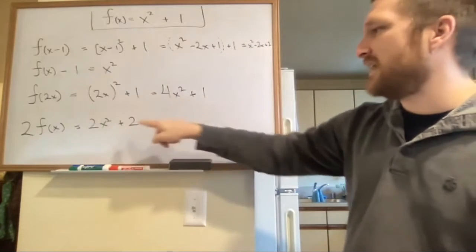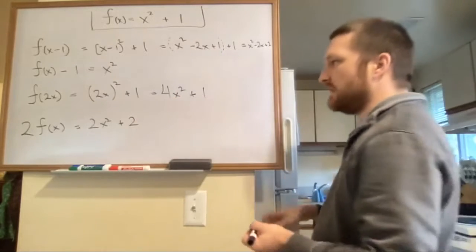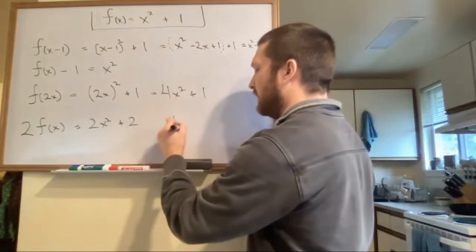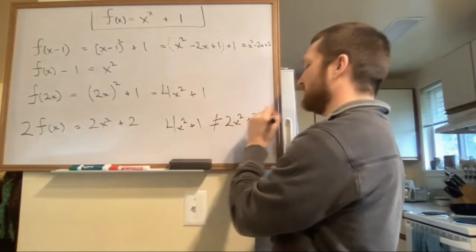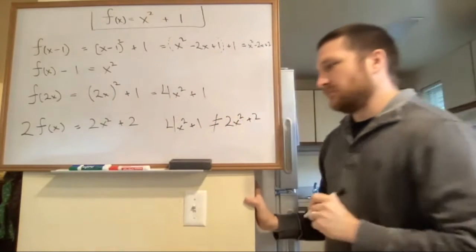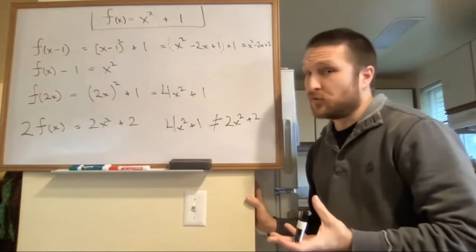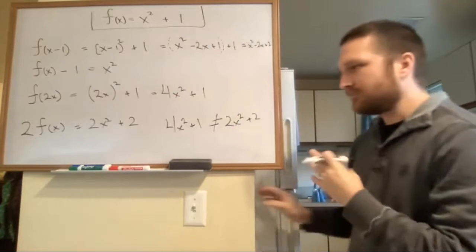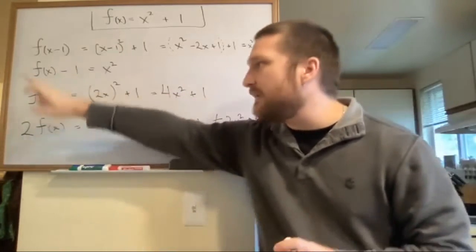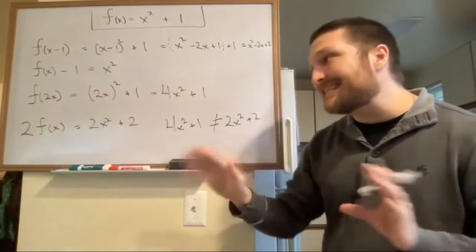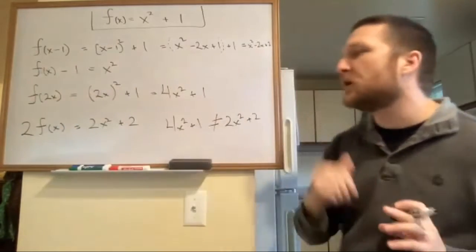And I can see that that is certainly not the same thing as this, right? 4x squared plus 1 is not the same thing as 2x squared plus 2. That ain't going to happen. Well, at least not for every single value. There's going to be like 1 value or 2 values where it works. But in general, multiplying the input by 2 does not give you an exactly equal thing as multiplying the output by 2.